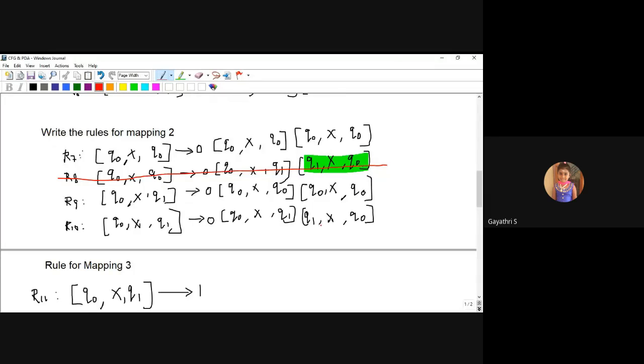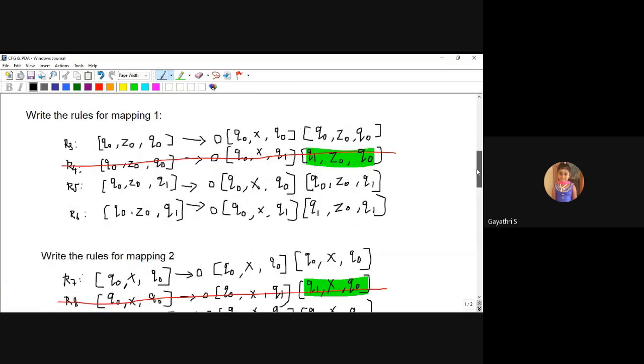So rule number 10. See here, I have made a mistake. This is actually Q1. So I'll eliminate rule number 4 and rule number 8.